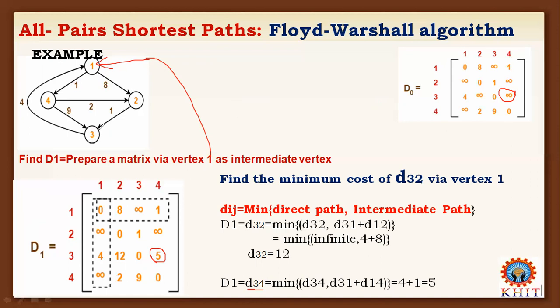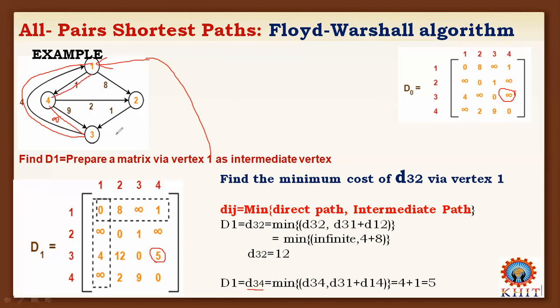So 3 to 4. There is no direct path from 3 to 4. So the path is infinity. So what is another way of moving from 3 to 4? Another way of moving from 3 to 4 is first move from 3 to intermediate vertex 1 and then move from vertex 1 to vertex 4.